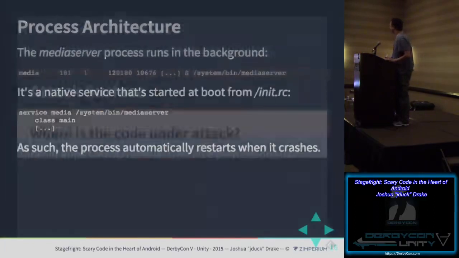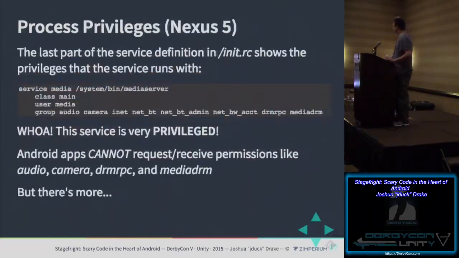All right. So on a Nexus 5, you can see the privileges. It's user media, group media. Oh, by the way, it has a lot of privileges that are not normal for an app. Audio group, you cannot get the audio group unless basically you are the audio drivers. You can't get the camera group. You used to be able to ask for the camera group, and they actually removed all of that some time ago. So you can't even ask for that.